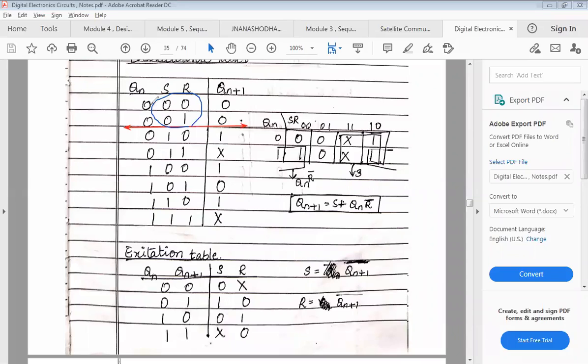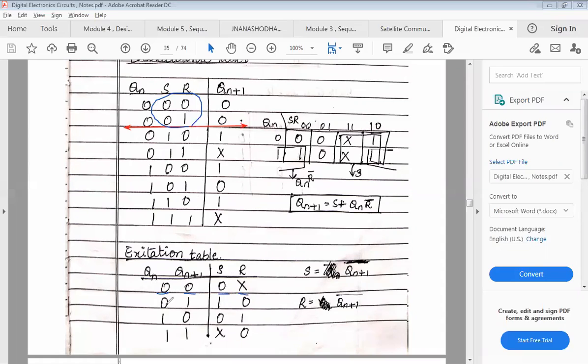So this 0, 0, I will just mention as 0. This 0, 0, I will mention as 0. Now this 0, 0, I will make it as only 0. 0, 1, I will take it as don't care. Fine. Now I will look for the 0, 1 combination.